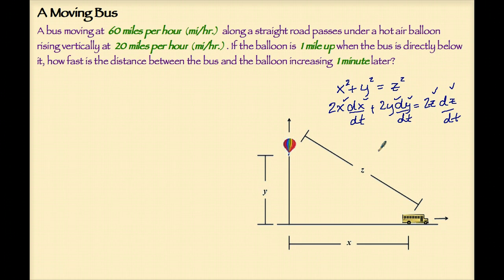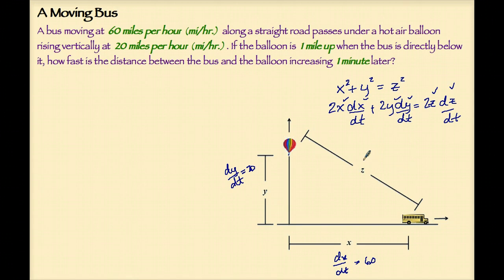Well, let's see what information was given in the problem. We see that a bus is moving at 60 miles per hour. In this case, that quantity is represented by dx/dt. dx/dt is 60. The balloon is rising vertically at 20 miles per hour, which means that dy/dt is 20.